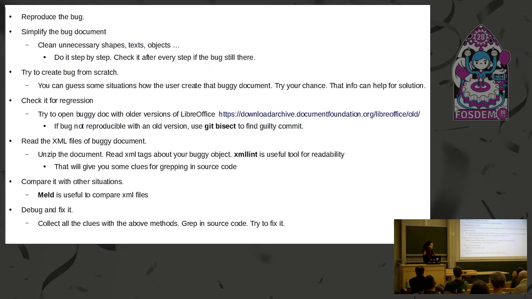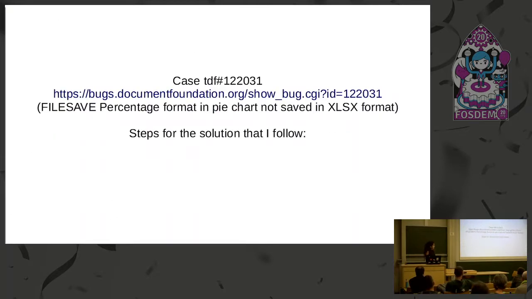If it's possible to create a correct document, we can compare problematic and non-problematic files to solve the bug. Meld is a great tool for this comparison. It has a nice visualization and it allows us to compare the directories. After that, when we pick up all the clues, we should grep in the source code and debug and try to fix it. I want to give an example that I solved before.